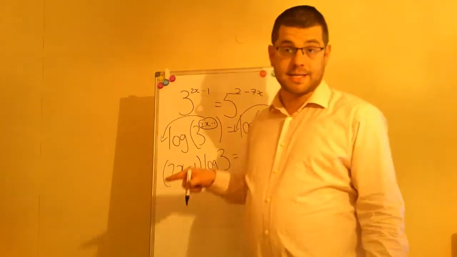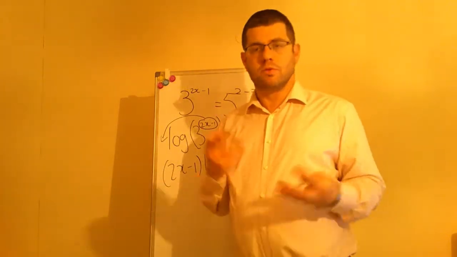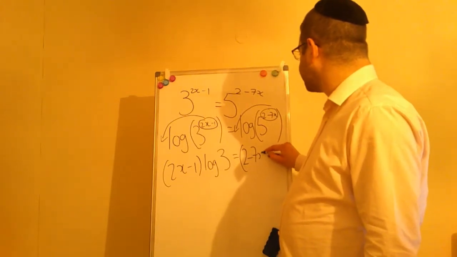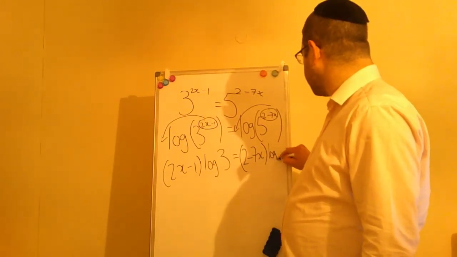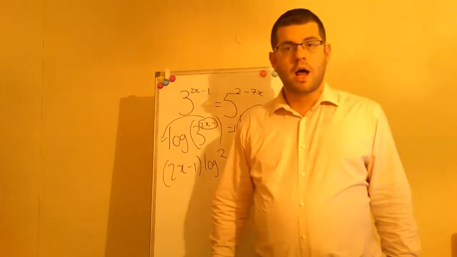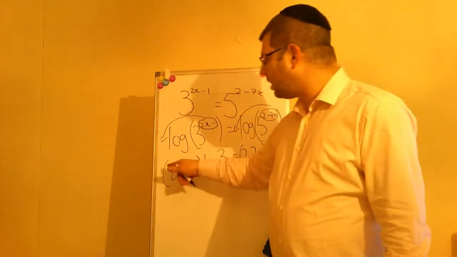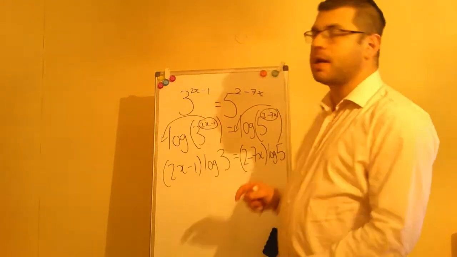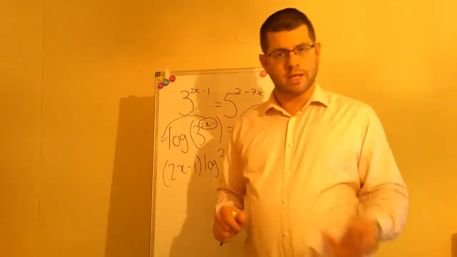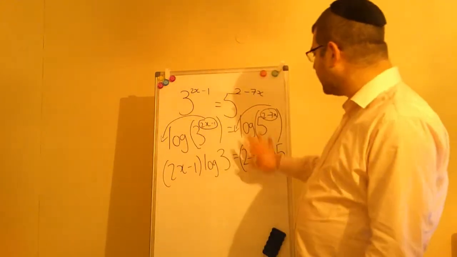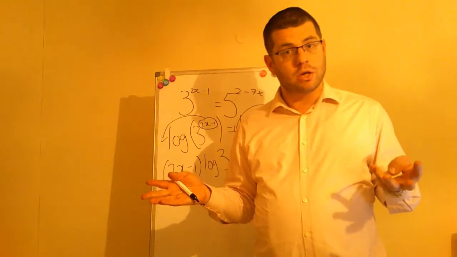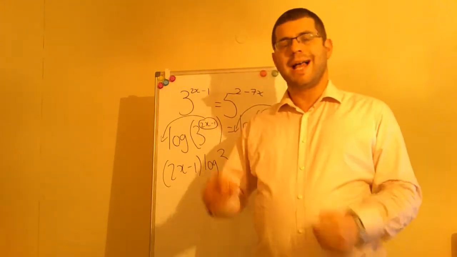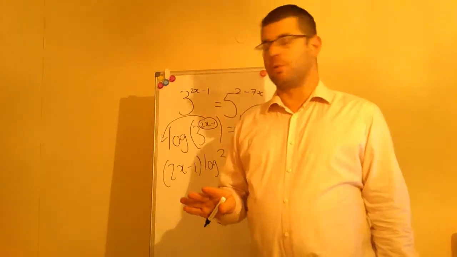And if you want to write base 10 there you can, but log without a base is really just base 10. Then we have 2 minus 7x multiplied by log 5. Now, when you get that line there, it sort of throws people off sometimes, but remember log 3 and log 5 are numbers. If you've got a bracket, 2x minus 1 times a number equals another linear bracket times a number, it's a linear equation. Refrain from using your calculator at this point.